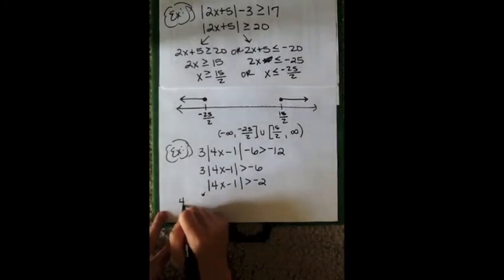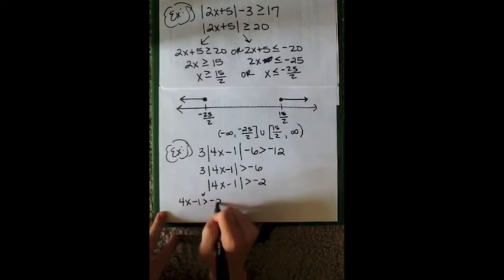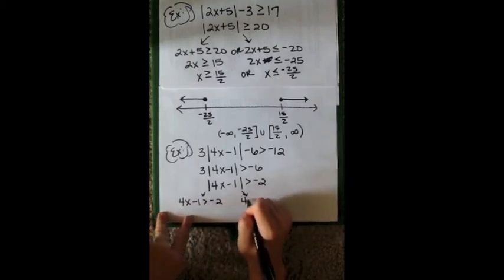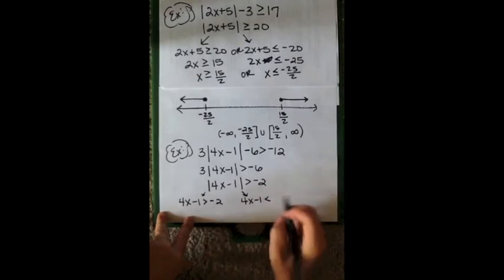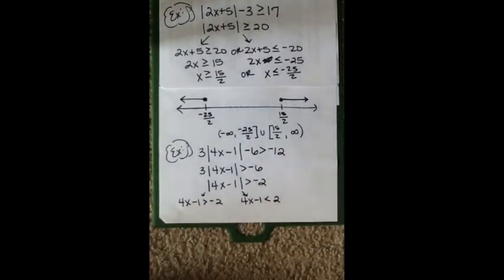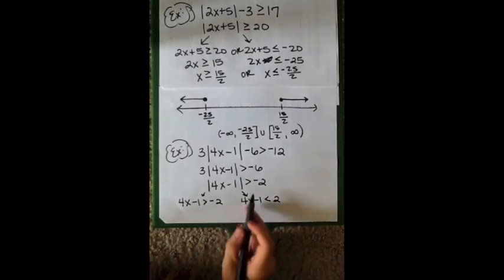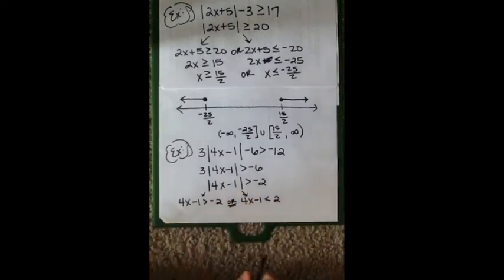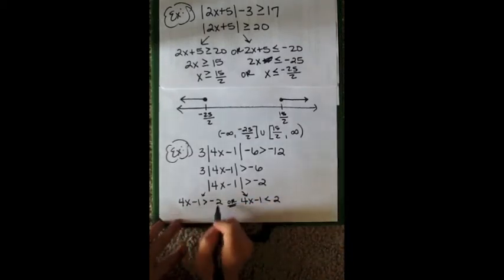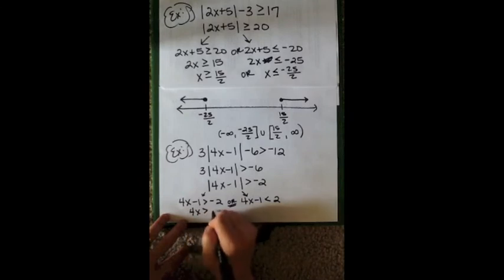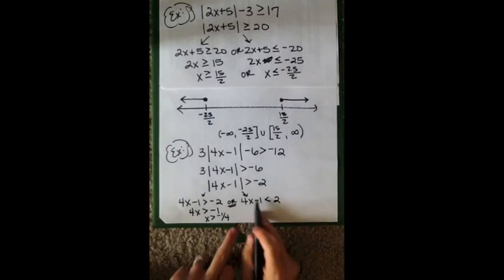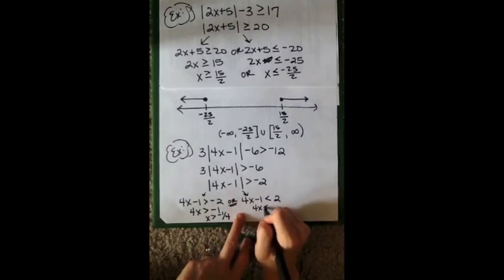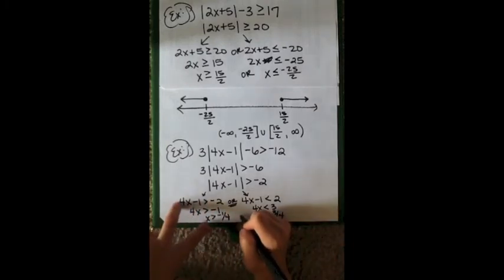So one case, 4x minus 1 is greater than negative 2. Second case, 4x minus 1 is less than, flip the sign, make it negative or negate it. And is this an and or an or? It's greater than, so it should be an or. Now I'm going to go through and solve. If I add 1, I get 4x is greater than negative 1, so x is greater than negative 1/4. Add 1 over here, I get 4x is less than 3, so x is less than 3/4. And this is supposed to be an or.